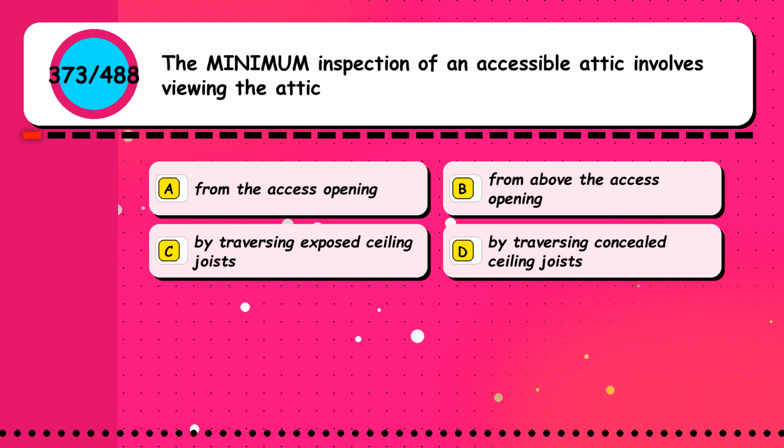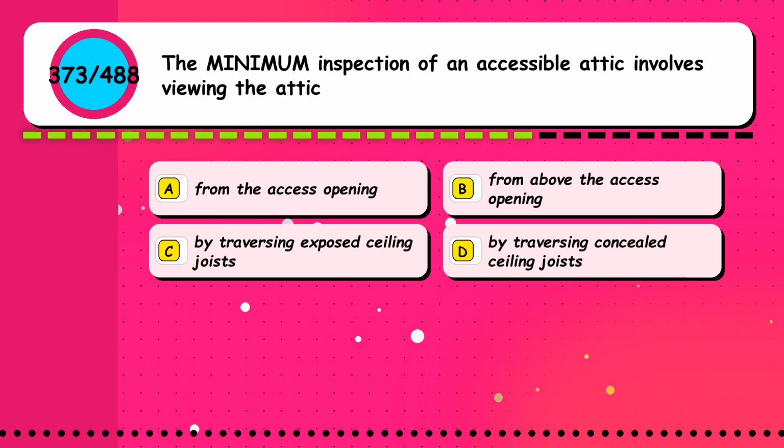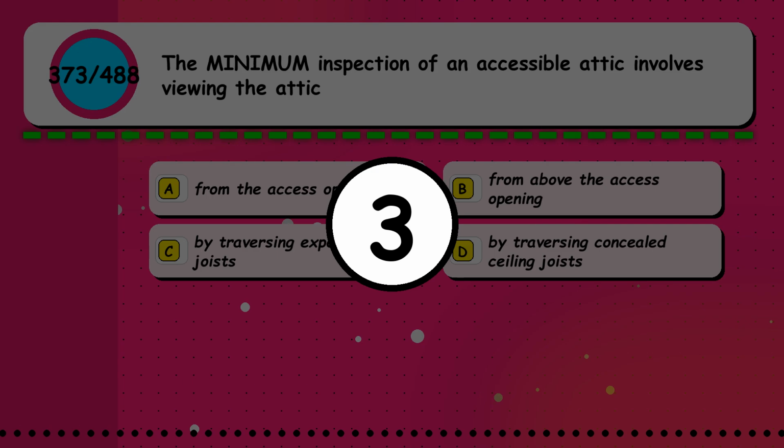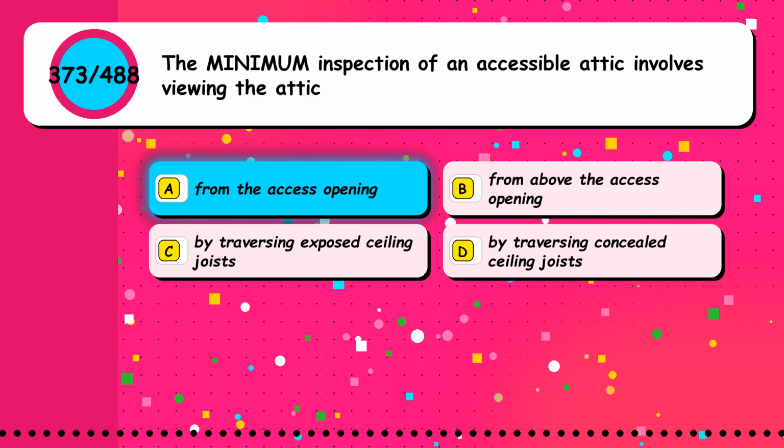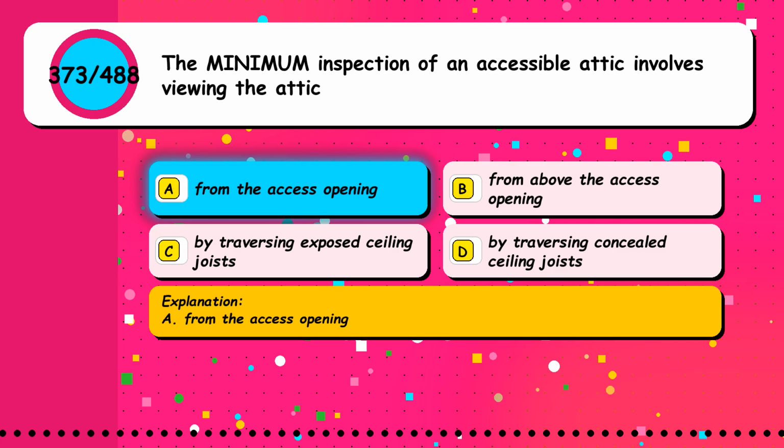Question 373. The minimum inspection of an accessible attic involves viewing the attic: option A, from the access opening. Option B, from above the access opening. Option C, by traversing exposed ceiling joists. Option D, by traversing concealed ceiling joists. The correct answer is option A, from the access opening.